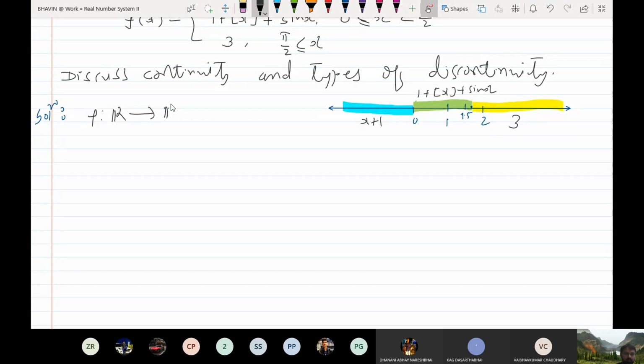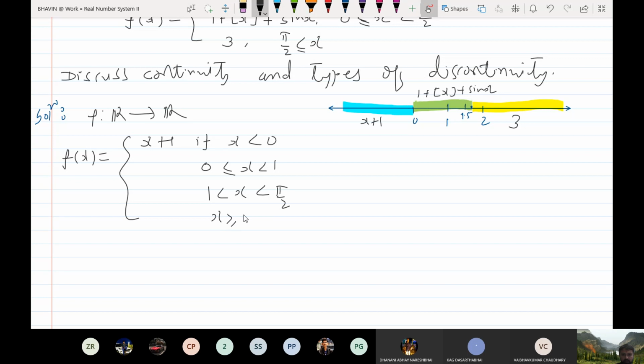So f is from R to R. So f(x) is equal to x plus 1 if your x is less than 0, between 0 to 1, and 1 to pi by 2, and x greater than or equal to pi by 2. We know that for x greater than or equal to pi by 2, the function has value 3. Now from 0 to 1, what is box of x in this interval? Abhay, what is the value of the integer bracket function x?